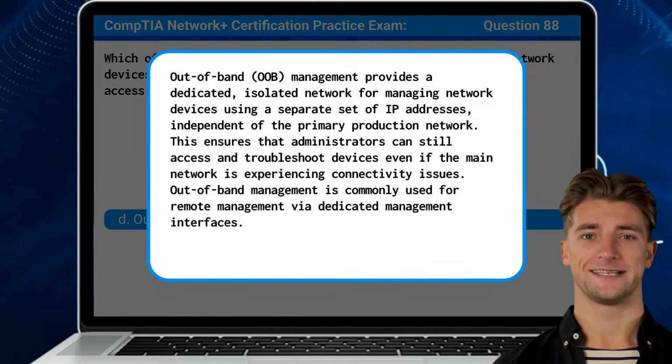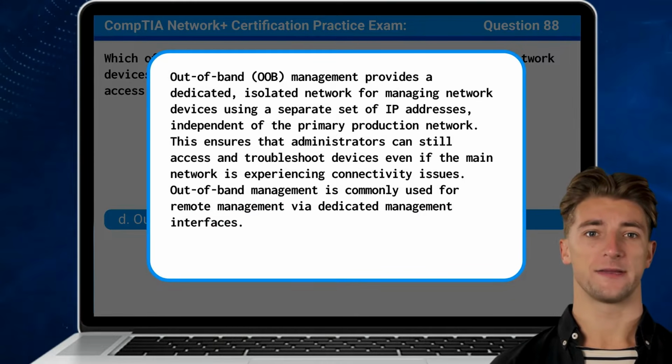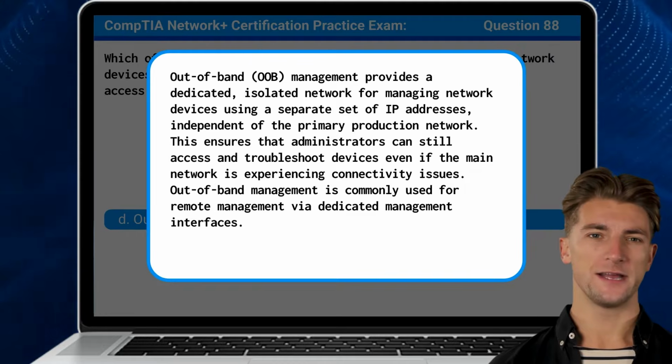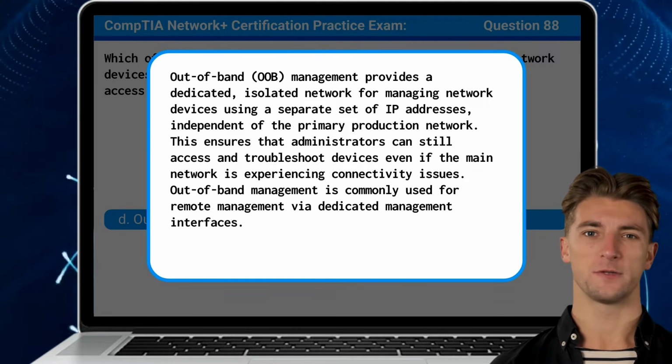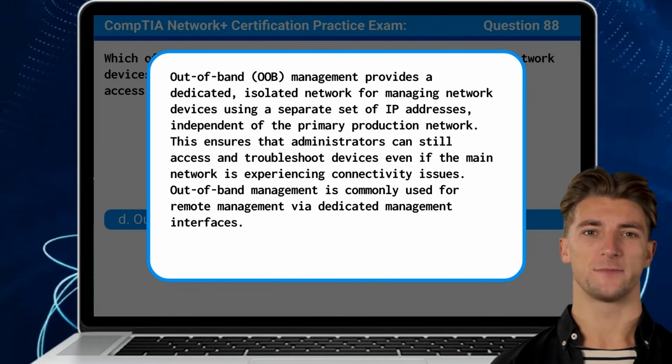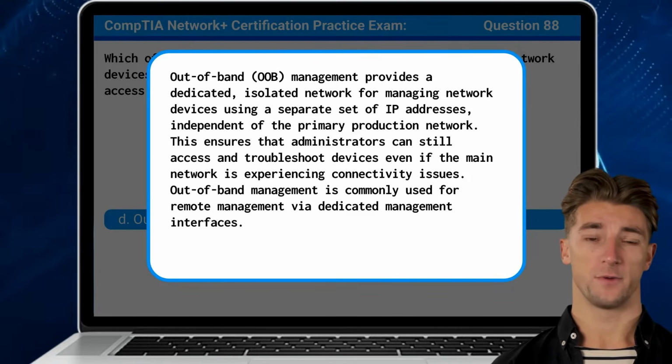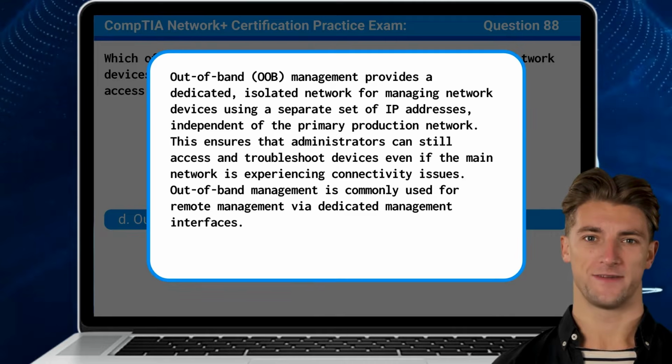Out-of-band management provides a dedicated, isolated network for managing network devices using a separate set of IP addresses independent of the primary production network. This ensures that administrators can still access and troubleshoot devices even if the main network is experiencing connectivity issues. Out-of-band management is commonly used for remote management via dedicated management interfaces.